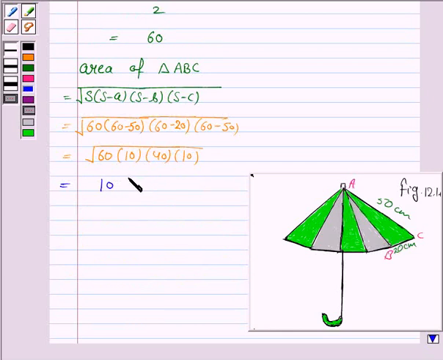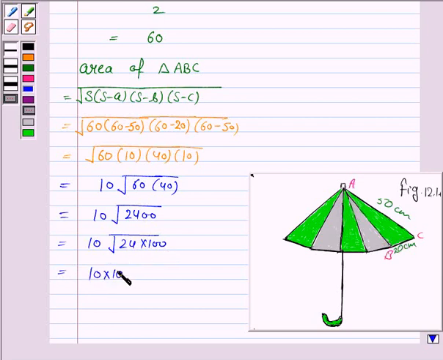10 into under the root of 60 into 40, which is equal to 10 into under the root of 2400, which can be written as 24 into 100, and this can be again written as 10 into root 24, because 100 is 10 into 10 and we take 10 out of the root.